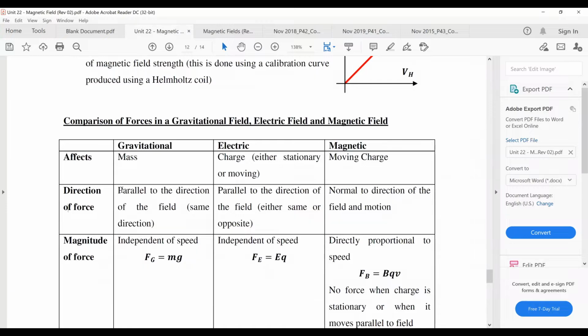When you're talking about the direction of force acting in the three different fields, gravitational force will always be in the same direction as the field, whereas electric force will either be in the same direction or opposite in direction to the field. If you're talking about gravitational force, I better draw this out for you. This is your gravitational field, right?